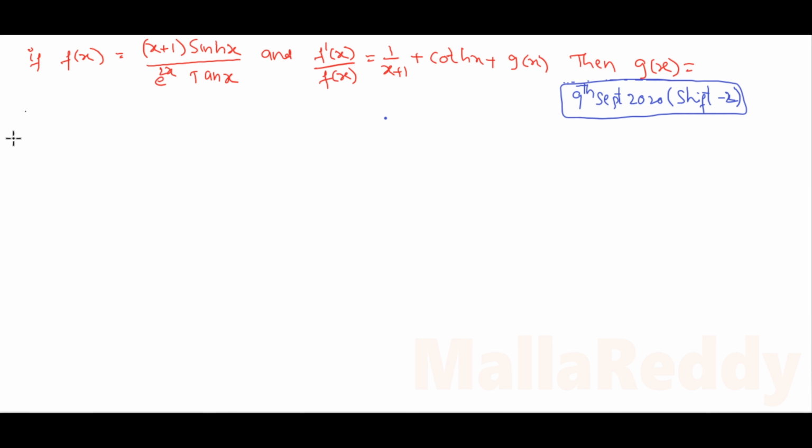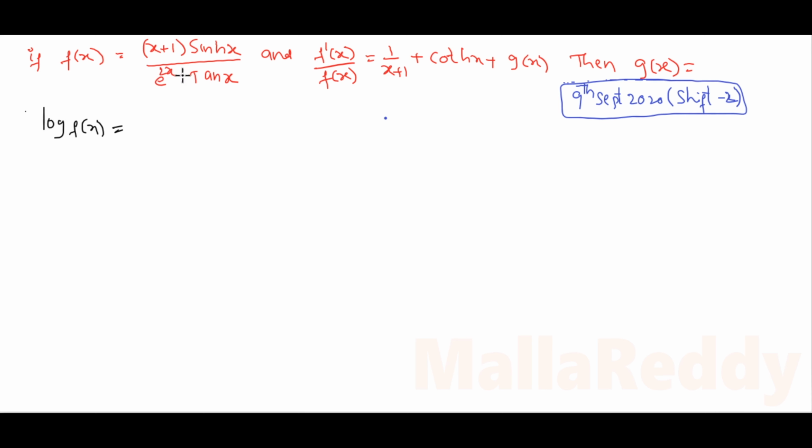If f of x is equal to (x + 1) into sinh x by e^(2x) into tan x, and f'(x) by f(x) is equal to 1 by (x + 1) plus coth x plus g of x, then the value of g of x is what? This problem is from MHT CET 2020, 9th September shift 2. Here it is given f of x is equal to (x + 1) into sinh x by e^(2x) into tan x. Applying log both sides, that is log of f of x is equal.